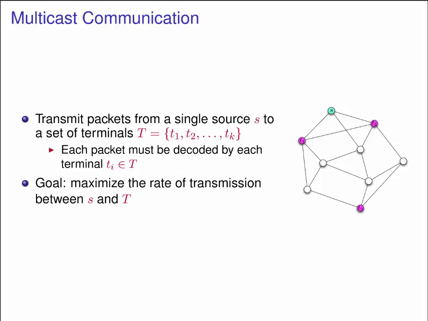In multicast connections the goal is to send data from a single source S to a set of terminal nodes, for example, K terminal nodes from T1 to Tk. Each terminal needs to be able to decode all of the packets sent by the source node. So the unique property of a multicast connection is that all packets need to be decoded by all terminals. The rate of the multicast connection will be the number of packets that can be decoded at each terminal.